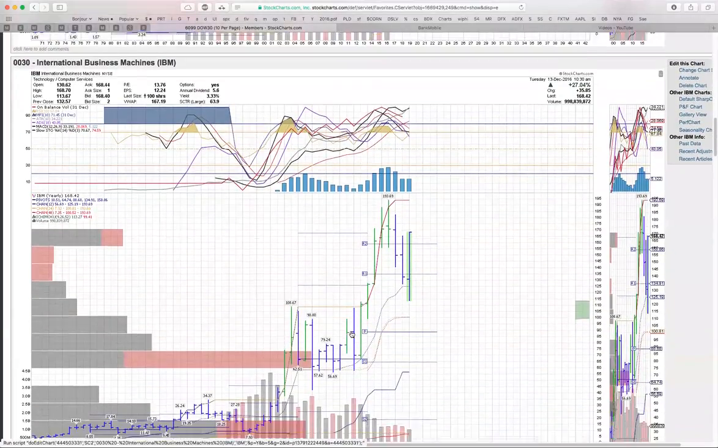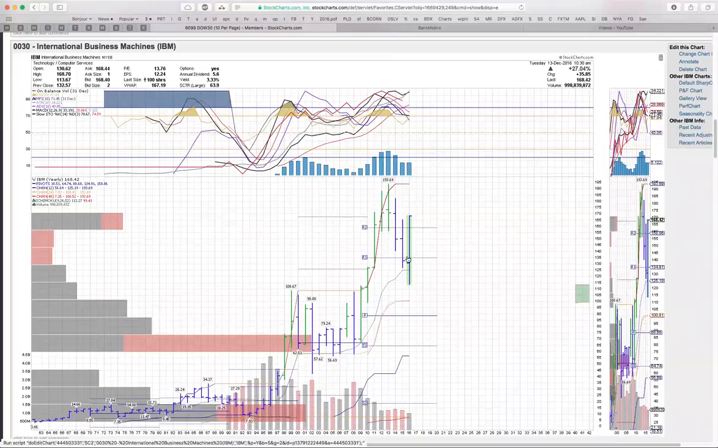IBM came back through, and now it's in an area where it ran in. Here's a close, open again. So it's now in an area where it previously paused. You know, these would be the upper wicks. So IBM is in an area where it stalled before, basically.